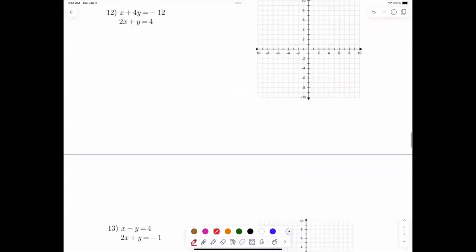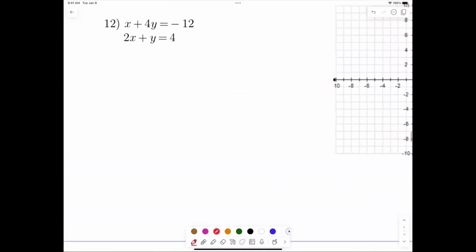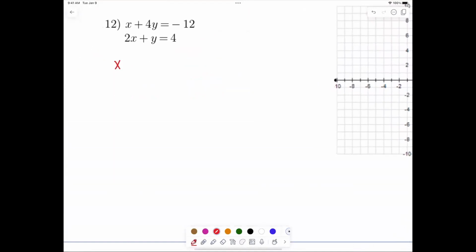All right, let's look at number 12. All right, Miss Kellogg, you're up. What do I have to do to solve this? You do 4y equals negative x minus 12. Right. And then that's y equals negative 1 over 4 x minus 12. Minus what?